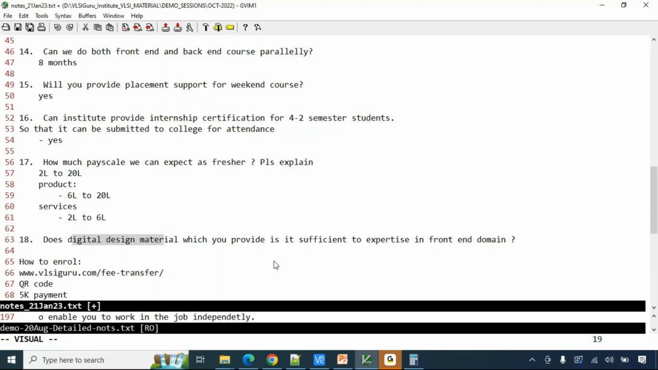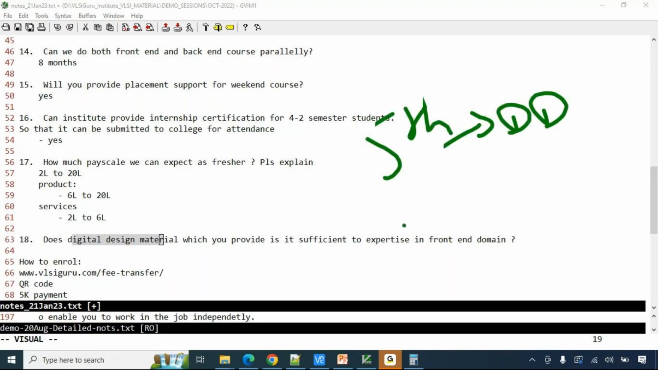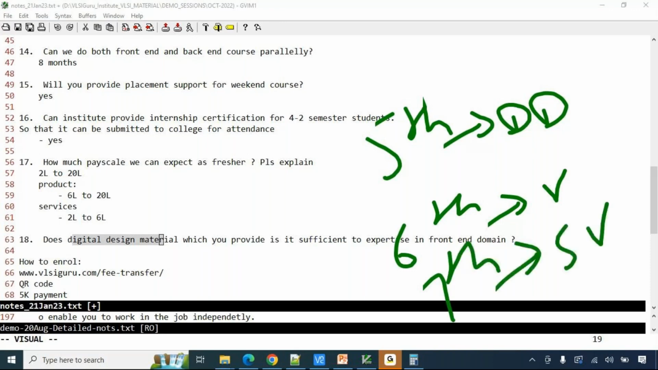But if you are a person in BTech 3rd year, 4th year, and you don't have much time, you go for only digital design. Because in the given time, you try to do only that much. Once you are free, then you go for the next level of course. Even for people pursuing BTech, we suggest this way: in 5th semester, only do digital design. 6th semester, do only Verilog. 7th semester, only do SystemVerilog. 8th semester, you can do advanced UVM.